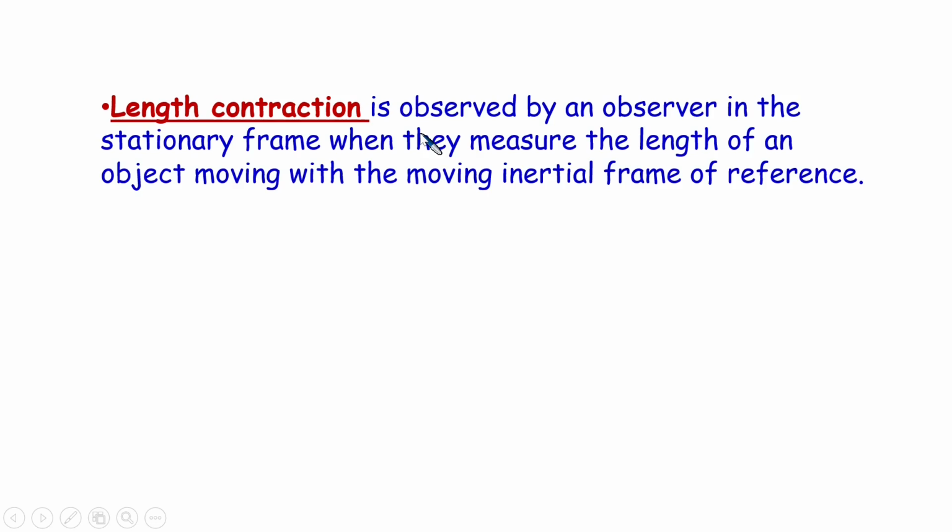So what is length contraction? Length contraction is observed by an observer in the stationary frame when they measure the length of an object moving with the moving inertial frame of reference. So when it is measuring the length in the moving inertial frame and standing in a stationary frame, it will appear to be shorter. As the speed increases, the length will become shorter and shorter, and if it goes almost to the speed of light, the length will diminish.